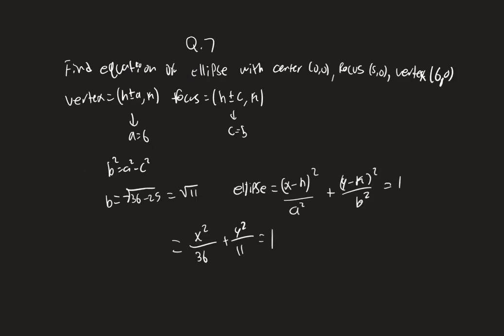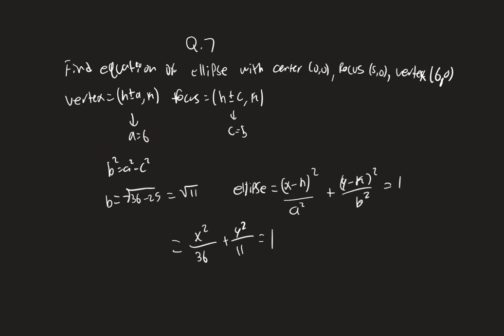This question is asking us to find the equation of an ellipse with center 0, 0, focus 5, 0, and a vertex of 6, 0. So we know that the vertex of an ellipse is h plus minus a, k, and that the focus is h plus minus c, k. So in this case, since our vertex is 6, 0, our h here is 0 and our k is 0, so our a has to be 6, and the same thing goes for our focus, so our c is 5.